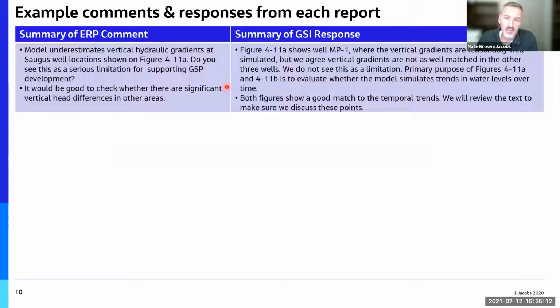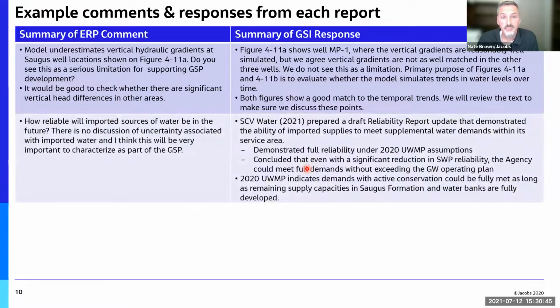So as you can see here, it's not just comment noted, it's providing opinions back and some details on where they felt the vertical gradients looked pretty good. They answered the question, we didn't see it as a limitation, and kind of gave their perspective on how that figure should be reviewed. And so that's, again, just an example from the groundwater flow model report.